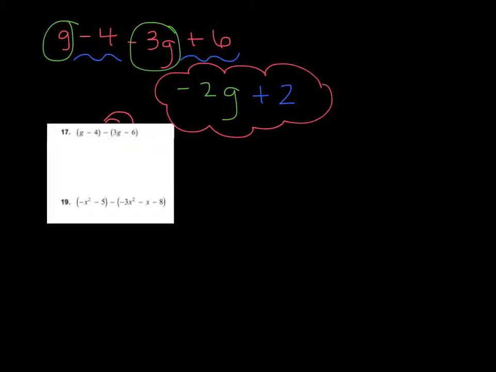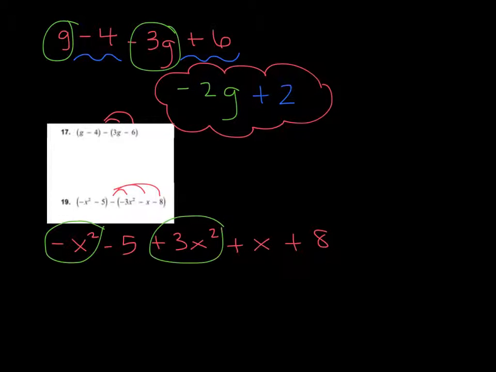All right, let's look at the next one. Once again, it is subtraction because I see the subtraction sign outside that set of parentheses, which is telling me to distribute. So I have negative x squared minus 5 plus 3x squared plus x plus 8. Notice all of the signs in the second set of parentheses change to positives because when you do a negative times a negative, it makes a positive. Okay? Now I'm going to go ahead and combine like terms. So I have a negative x squared plus 3x squared.